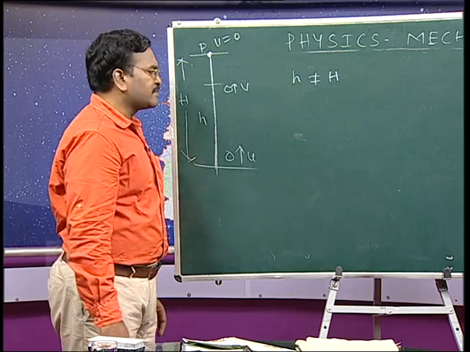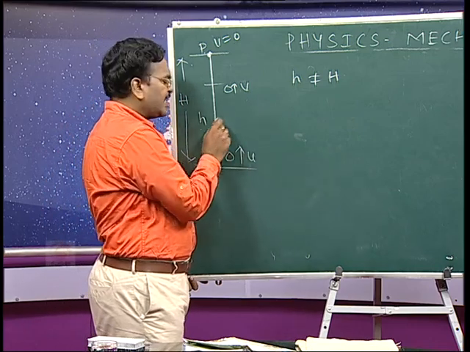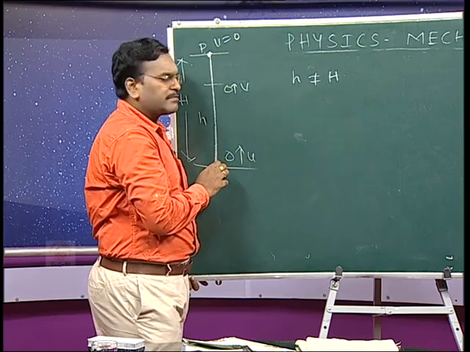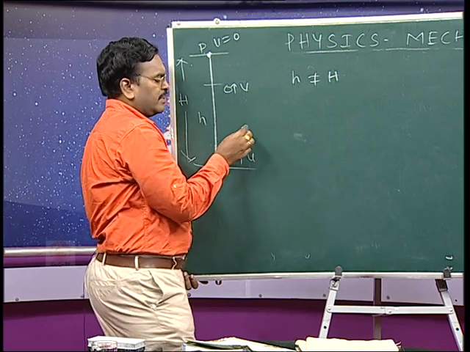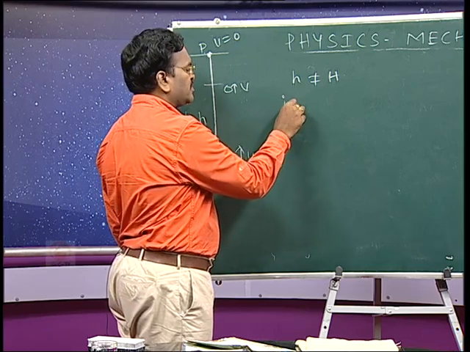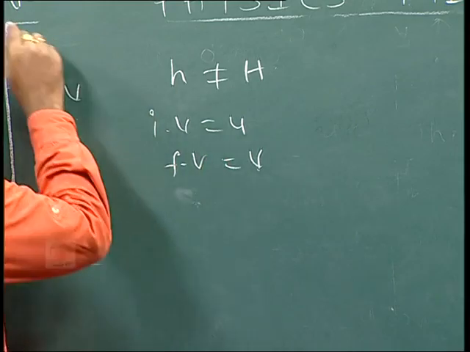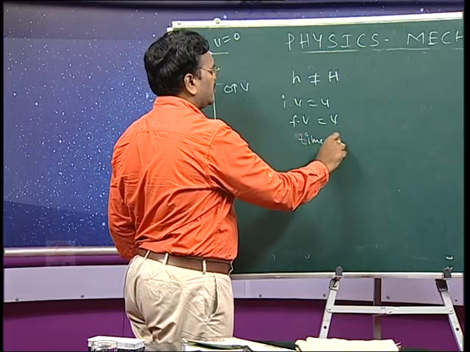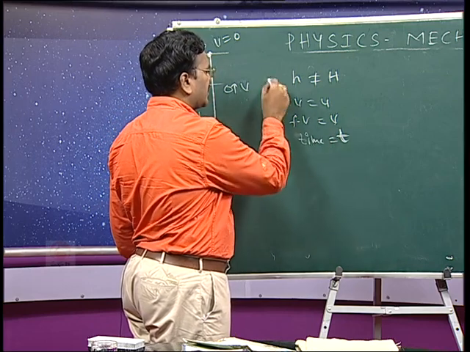Maximum vertical displacement of a particle from the ground is called maximum height. So, here v be the velocity at a height small h from the ground. This h is not equal to capital H. Now, initial velocity is u, final velocity is v. When a body reaches maximum height, final velocity is 0. Time is t. Displacement s is equal to h.